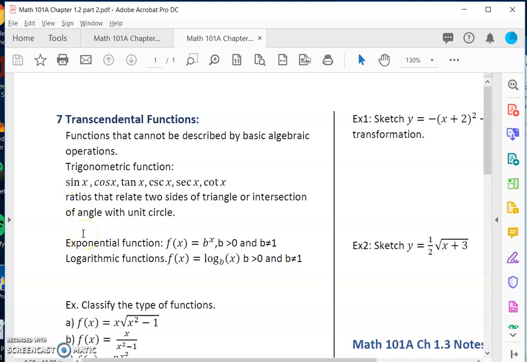So these are just the two classes. If you see sine, cosine, tangent, cosecant, secant, and cotangent functions, these are trig functions.